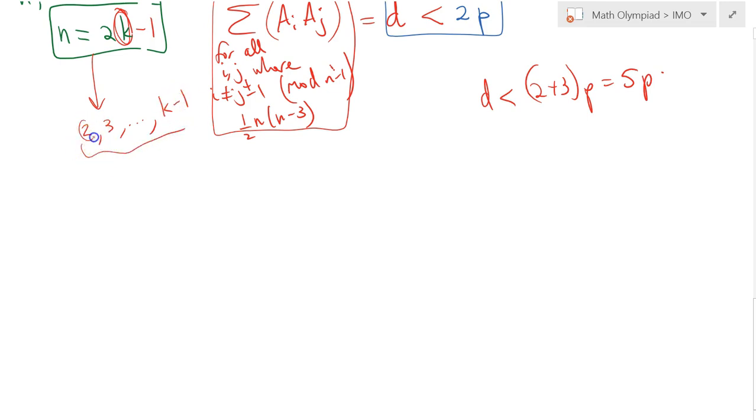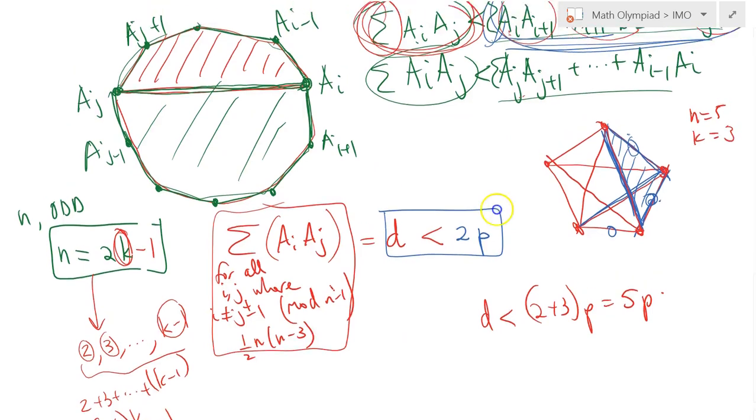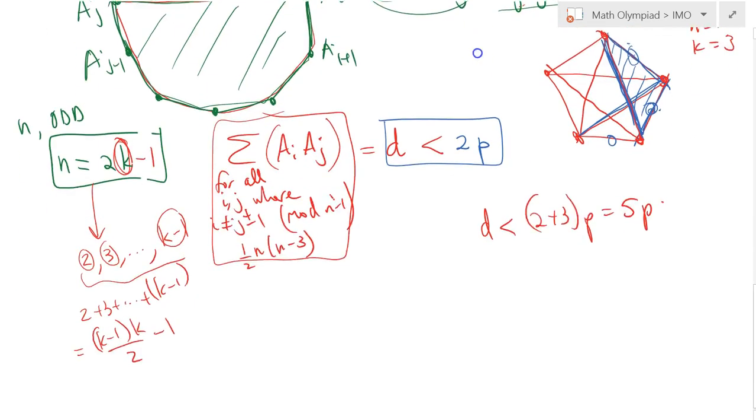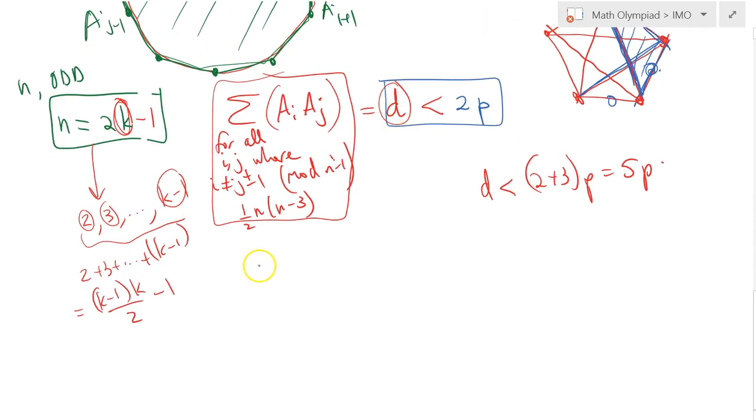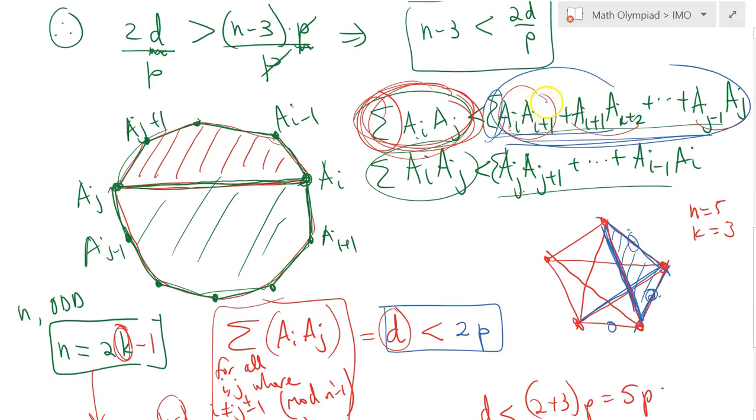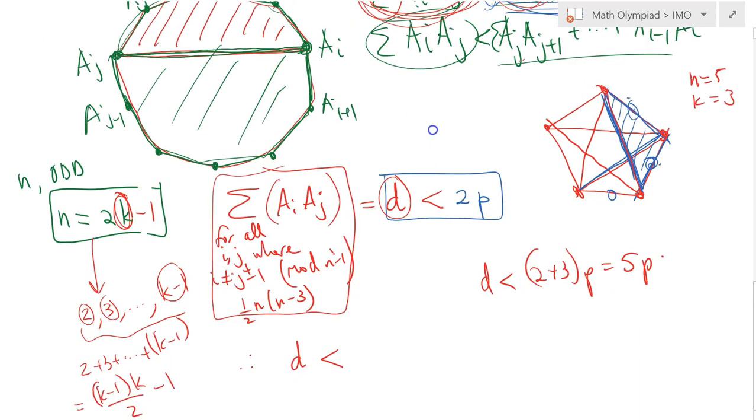So each of these sides will be repeated as many times. So 2 plus 3 plus up to k minus 1, we're just adding these. So k minus 1 times k over 2, except that the plus 1 is missing, so I need to subtract 1 now. So therefore, adding all these inequalities on the left, like we did so many times, the left hand side is d, versus the right hand side, each side is added how many times?